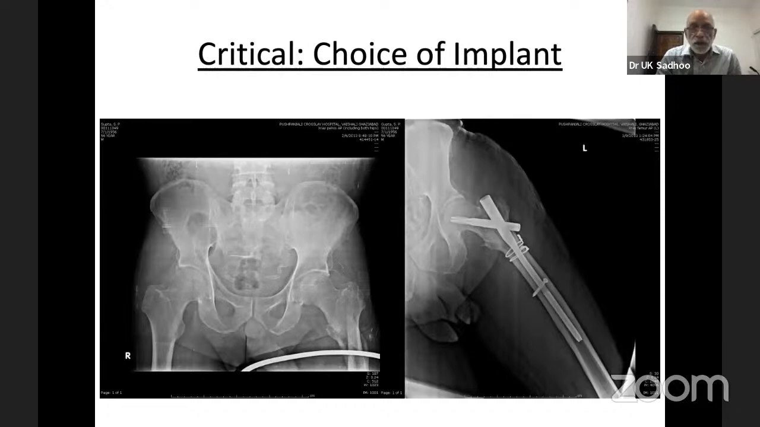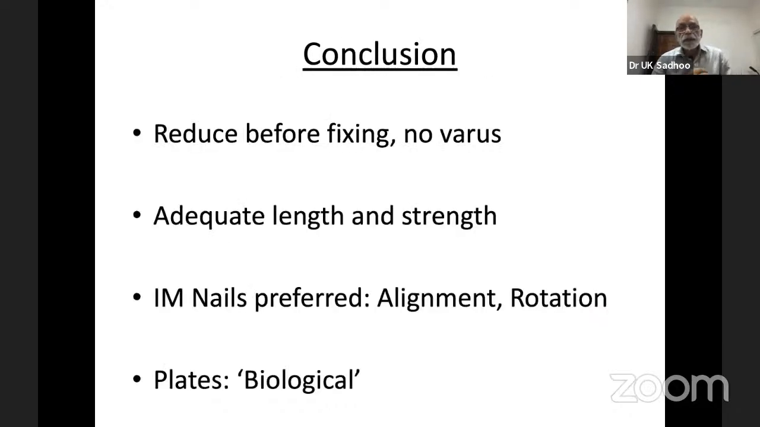What I would sum up is that a fracture needs to be evaluated. You need to be careful what kind of implant you are going to plan. There must be no varus, whether it is a plate or a nail. You have to have adequate length and strength. Needless to say, the majority of the time you will be using an intramedullary nail, but there is no doubt the plates can be used, and they are preferably used as a biological option.